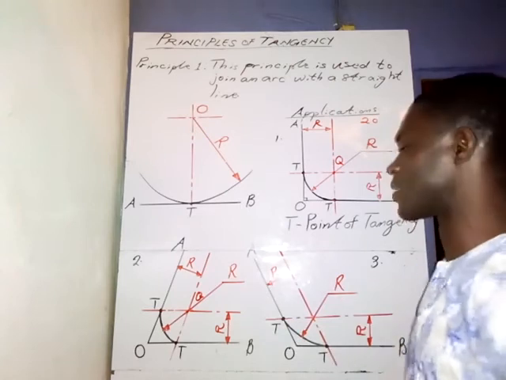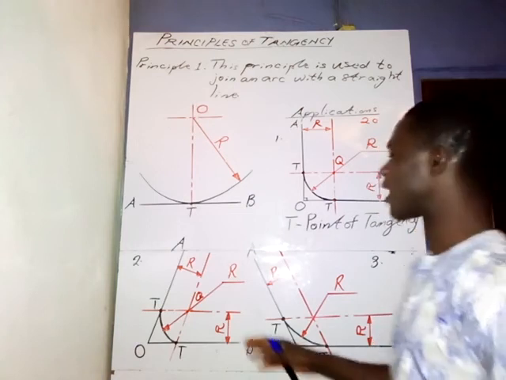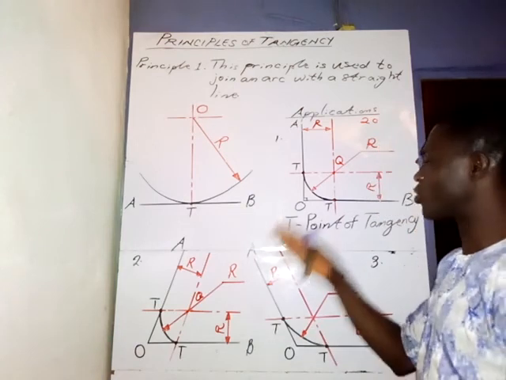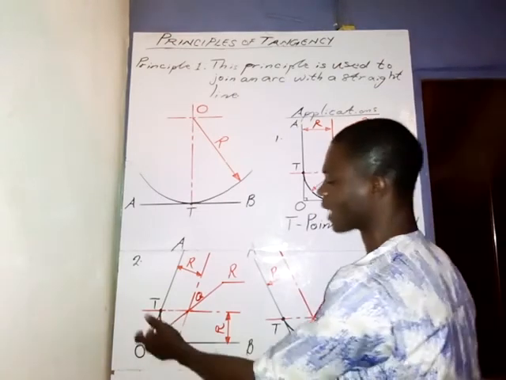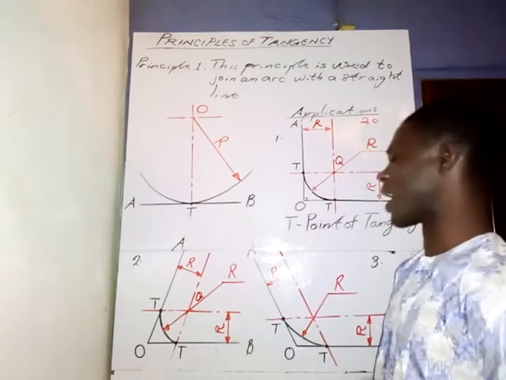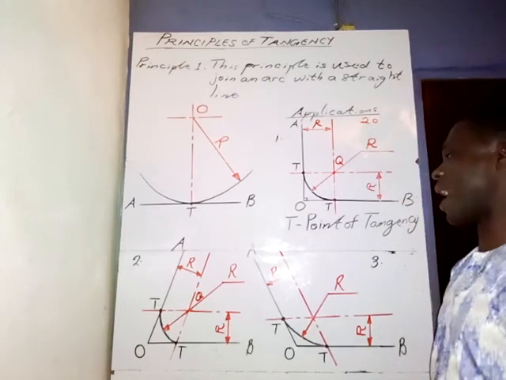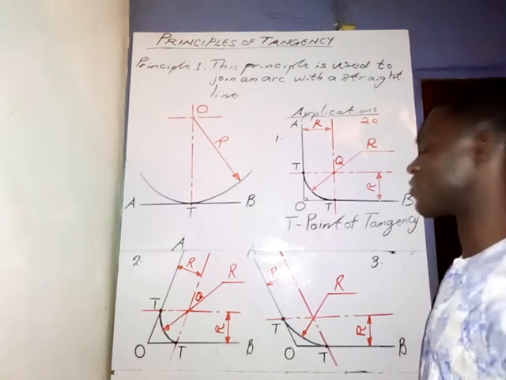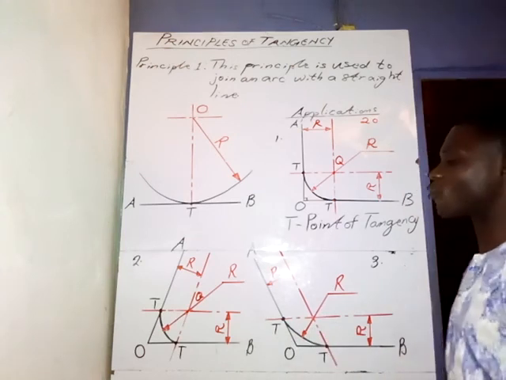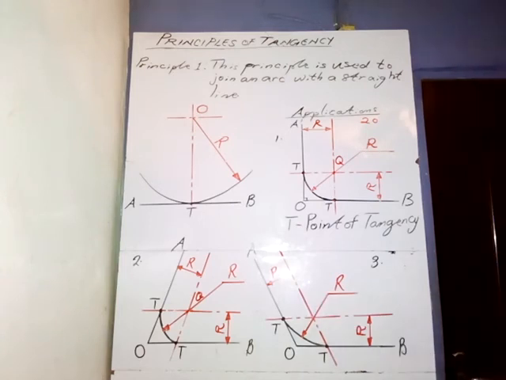Don't forget, look at these two lines, line OA and line OB. They are not at right angle to each other as we have here. They are at an angle to each other. Looking at this angle, it is probably 75 degrees. I didn't measure it, but it may be 75 degrees. So that is the second application of the first principle of tangency.